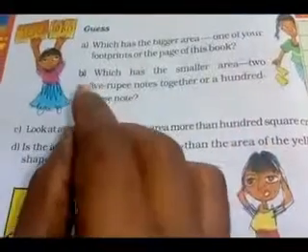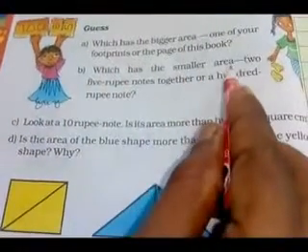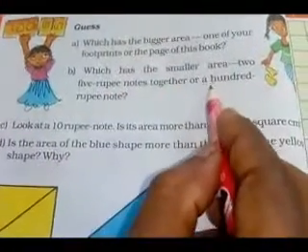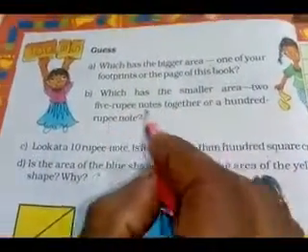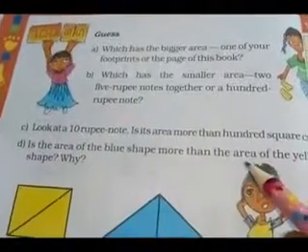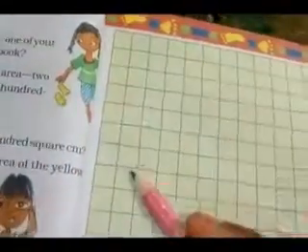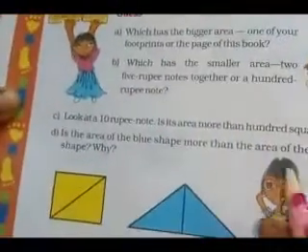Then the second one, B: which has the smaller area? Two 5 rupee notes together are a 100 rupee note. You have to place two 5 rupee notes on a square board like this. Then you have to find out the squares. How many squares? Then place the 100 rupee note. Again count the number of squares. Then you have to find out which has the smallest area.